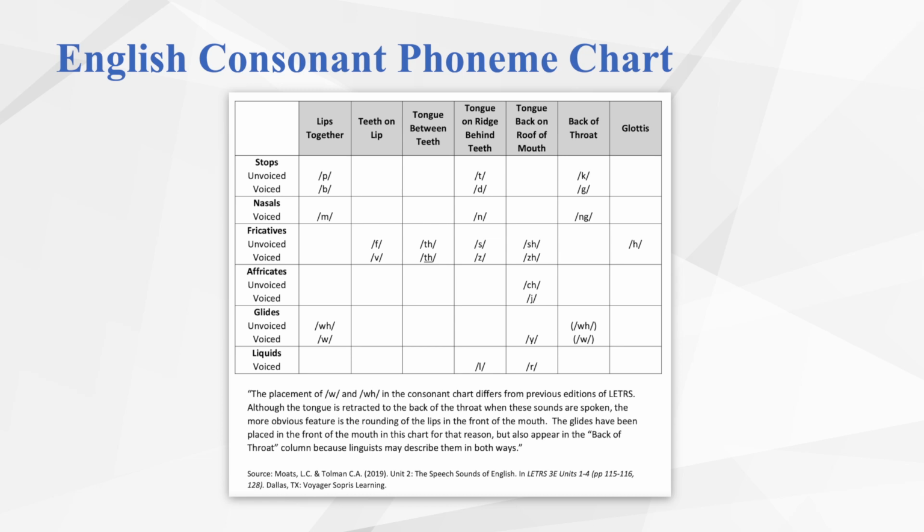Now say the sound for the letter B 3 times. B, b, b. Which one is louder? B, the voiced phoneme. Another way to distinguish these sounds, place one hand gently on your Adam's apple.